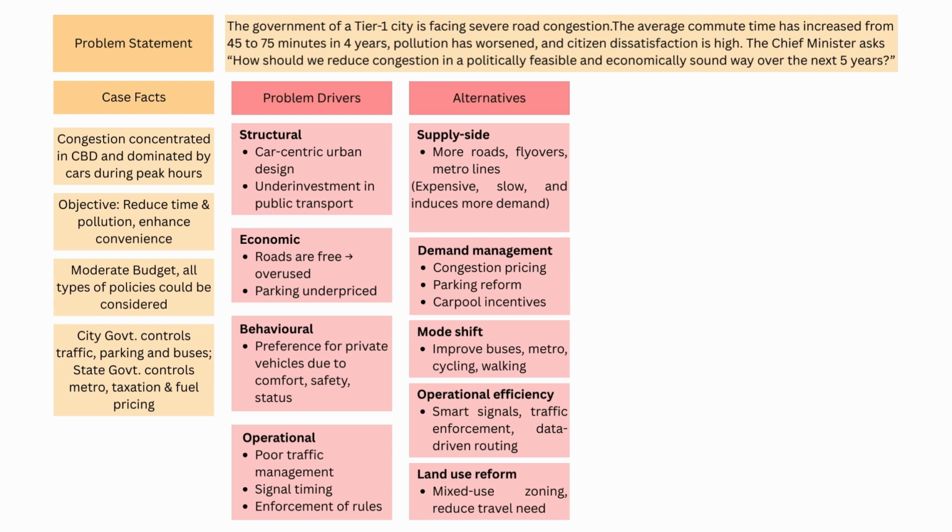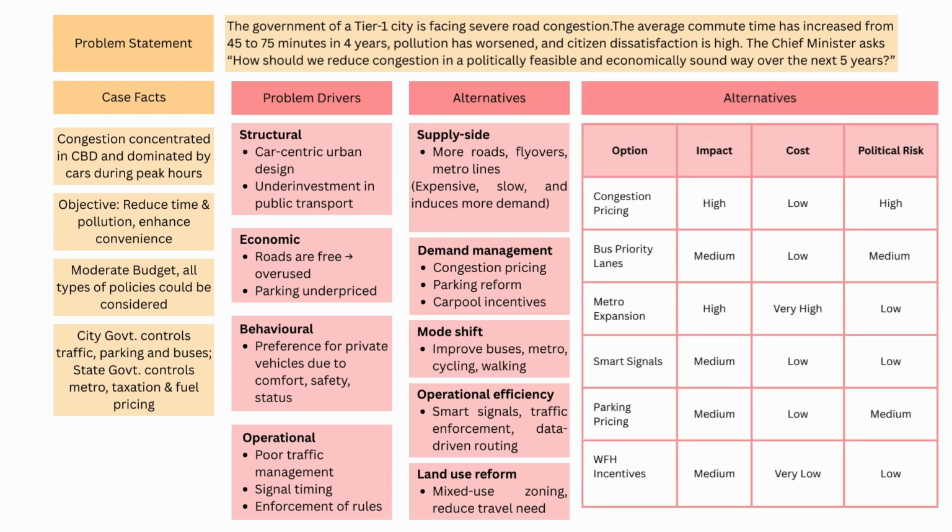Now, let's compare these options on cost, impact, and feasibility. Congestion pricing has very high impact and low financial cost, but high political risk. Bus priority lanes deliver medium impact at low cost with relatively low backlash. Metro expansion has high impact but extremely high cost and long timelines. Smart signals and parking pricing offer medium impact at low cost and are easier to implement. Work from home incentives deliver medium impact at almost zero cost.